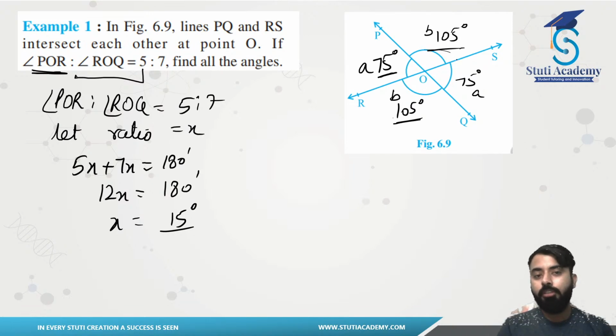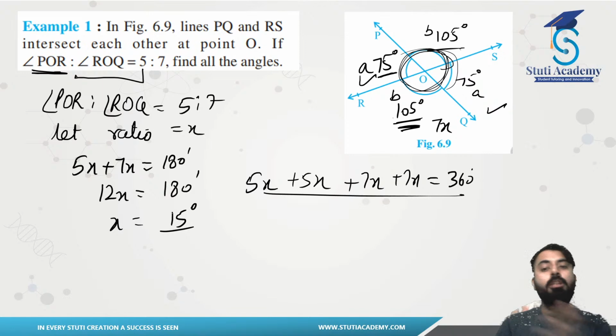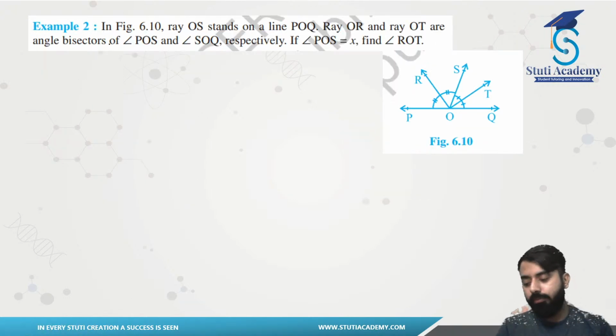Then you guys see, sum of all of these angles will be what? It will be 360. Then you would have done what? You would have done it like this. 5x considering this one, 5x considering that one, 7x considering this one, and 7x considering that one. Then you would have put it against 360 and you would have still got the value which should have been 15 degrees for that matter, but that does not matter here. So you guys see, you can do it like this. Now example 2, we have this one. So in figure 6.10, which is this one, OS stands on line POQ.